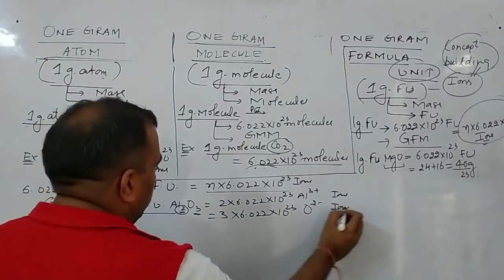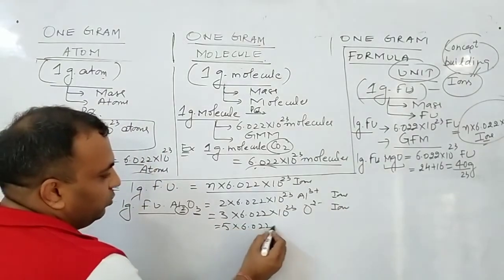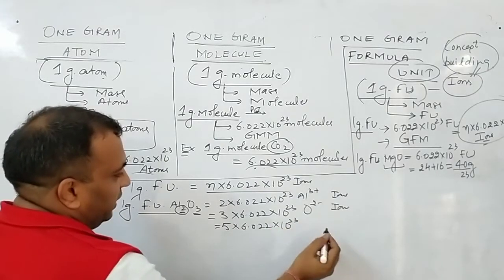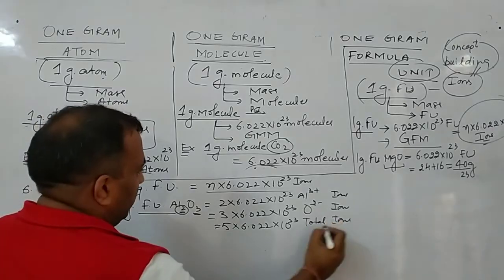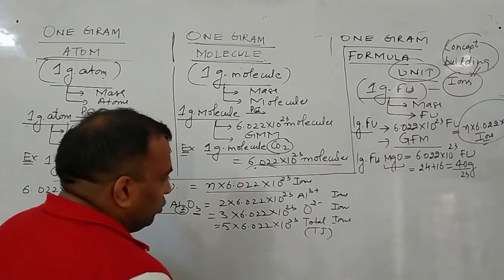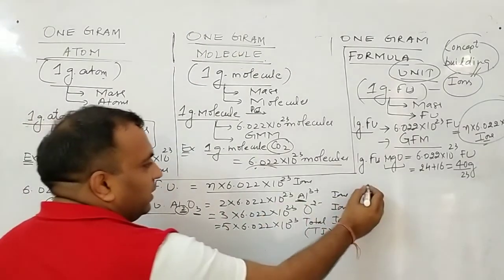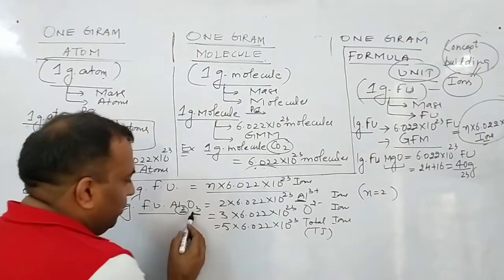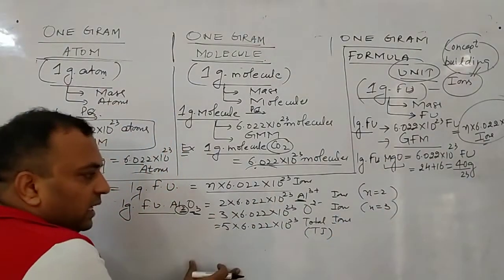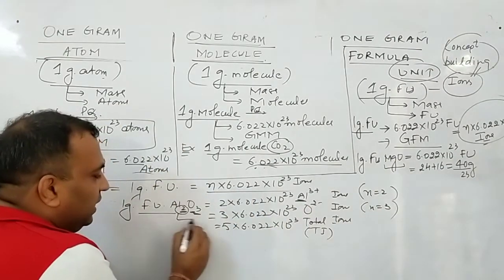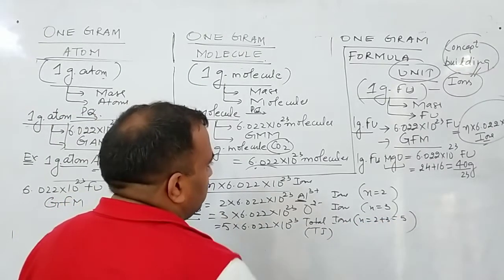And what about the total? The total number is 2 plus 3, 5. 5 × 6.022 × 10^23 total ions. And remember, total ion is Ti. So when I calculate the independent number of Al3+ ions, the value of n is 2. For independent oxygen, n is 3. But when I get the collective total number of ions, then n is 2 plus 3, that is 5.